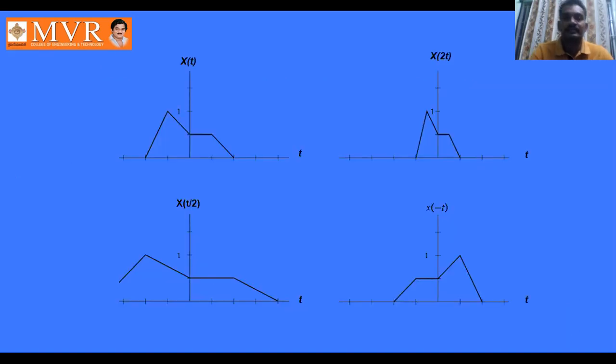See, these are some examples of time compression, time scaling, time dilation, etc. This is the original signal x of t. x of minus t is like this, the mirror image of the original signal x of t. And this is x of 2t, the time compressed signal, and this is stretched. x of t by 2 is the time expanded signal.